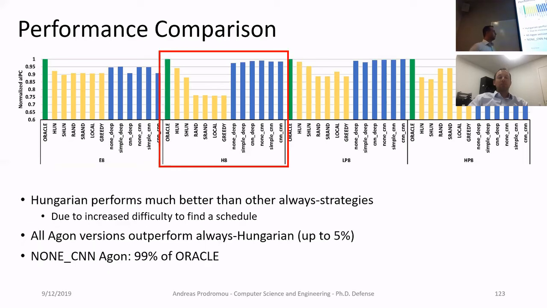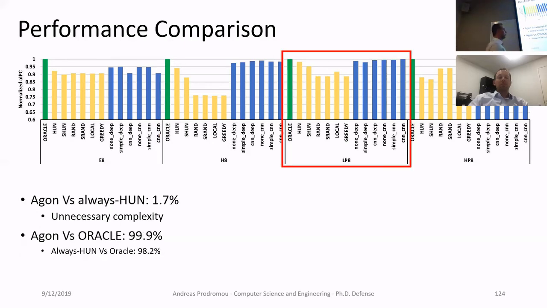Moving on to the hardest 8-core system, we see the Hungarian algorithm performing much better than the other yellow bars, and that is because of the difficulty of this system. But we also see all Agon versions outperform that one by up to 5%, and it's within 1% of Oracle. Next, lowest performing 8-core system. We do measure a performance improvement, but it's low enough that it makes it unnecessary to add all the complexity we need for Agon. Compared to Oracle, we get up to 99.9% of performance, whereas the always Hungarian approach goes up to 98.2.